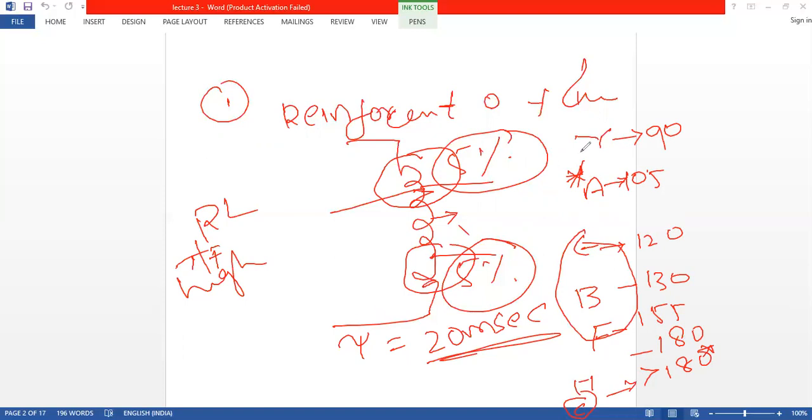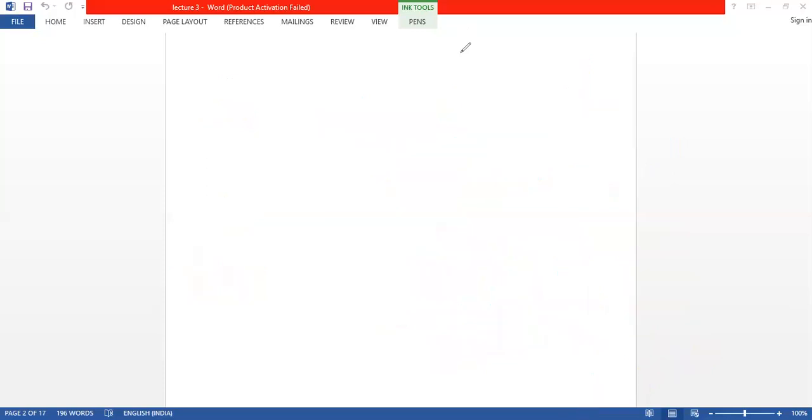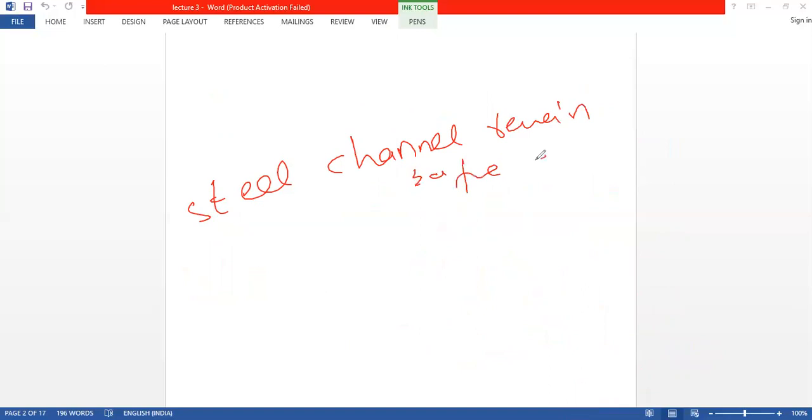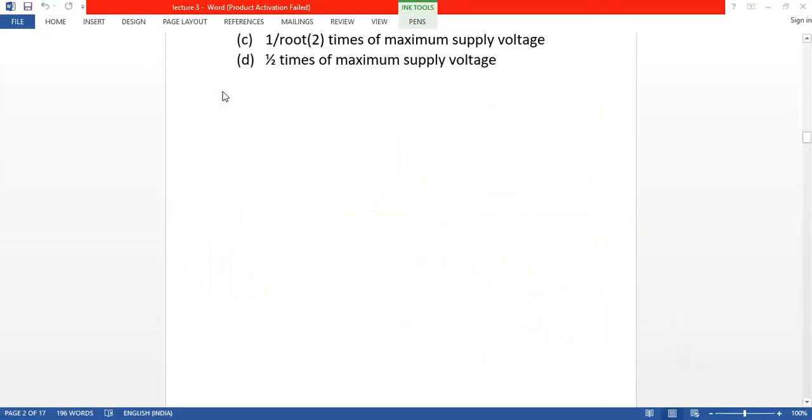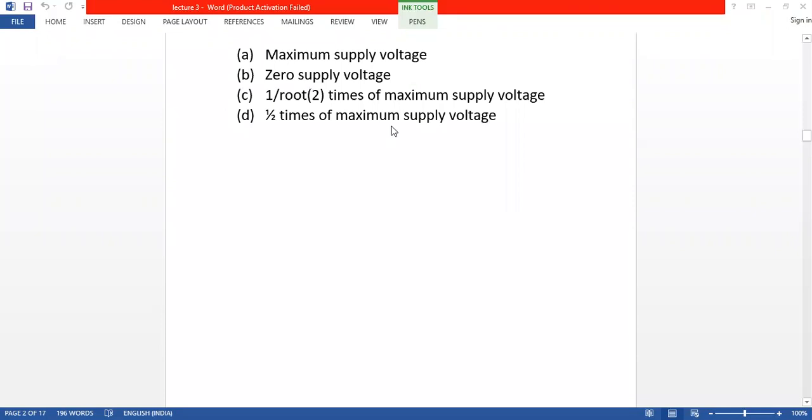Another thing they can do is provide steel channels so that it will remain safe. Okay, hope you have understood this point now. So which is the dominant harmonic here? Second harmonic. And when does it have the most effect? See the options: when the voltage is at the 0 crossing point. So the answer is B.